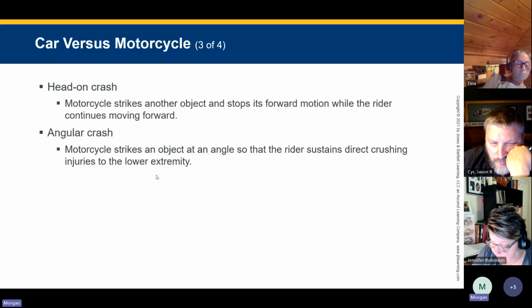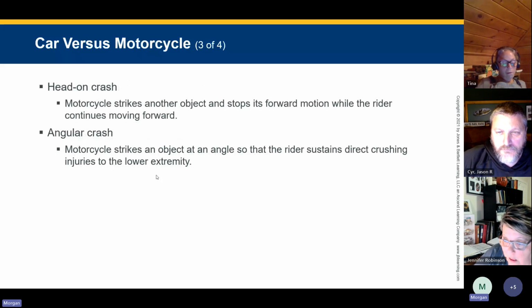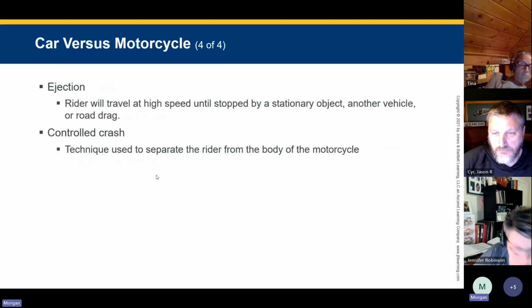A head-on crash: the motorcycle strikes another object and stops the forward motion. So he's probably going to fly over, depending on how fast he's going, and sustain injuries that way. Angular crashes are when they don't do a head-on, like a glancing blow, and they get hit in their lower extremities or not. Riders at high speed will fly off their bike, and they could fly off the motorcycle and hit a vehicle.